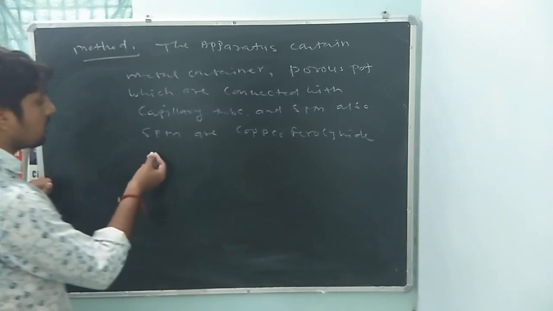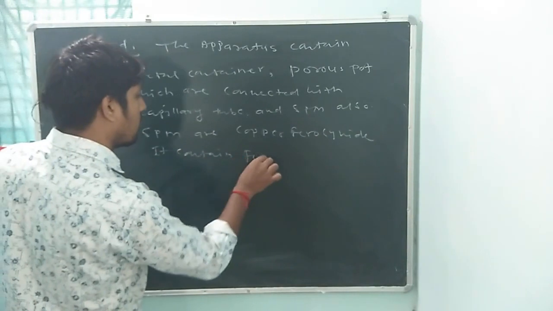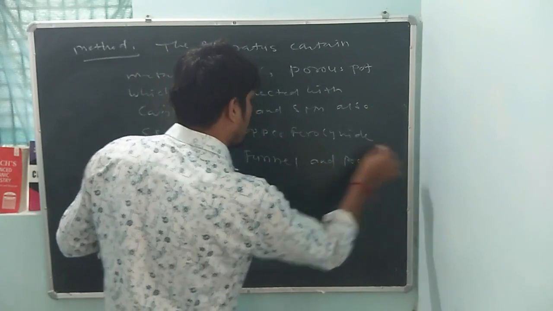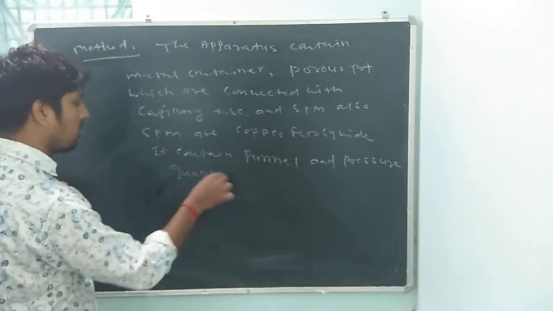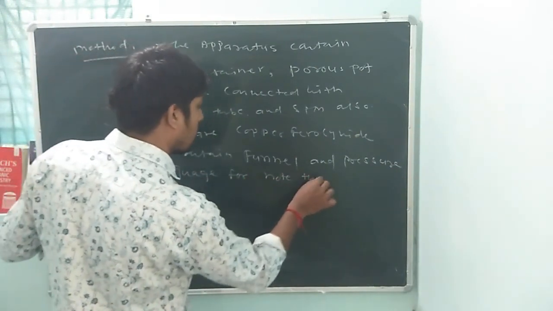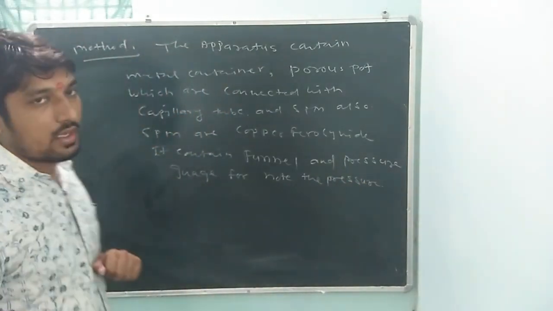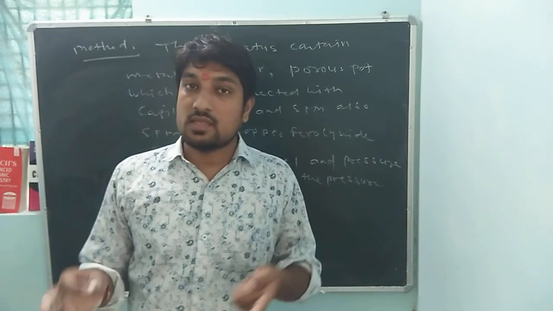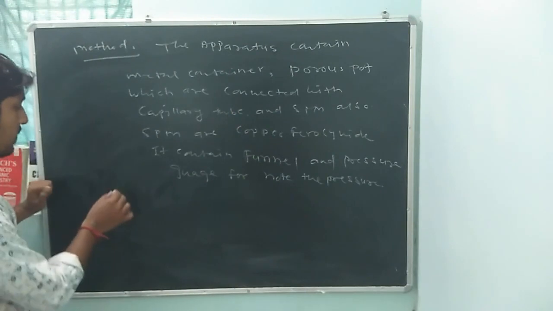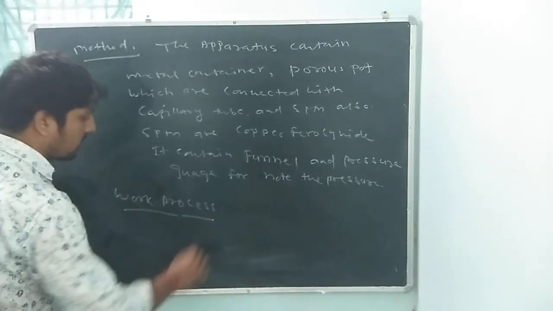Then it contains a funnel and a pressure gauge for noting the pressure. So this is the method: what the apparatus contains. And what is the work process? I will explain the work process also.